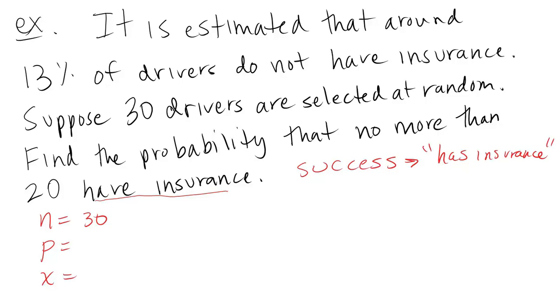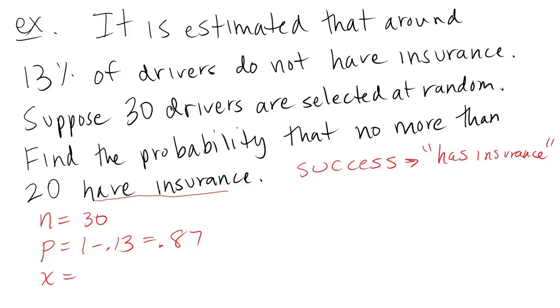Is that the only way to do the problem? No, but that's the way that I would approach this because that's what we're counting up. I think that's the easiest way to do these. That 13% is not the percentage of people who do have insurance. That's the percentage of people who don't have insurance. So what is the probability that somebody does have insurance? Well, it's 1 minus the 0.13. It's 87%. That's that complement rule from before.